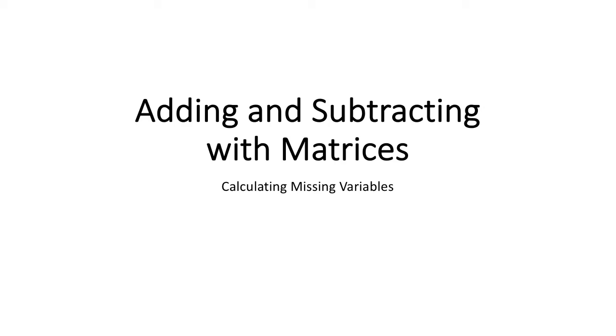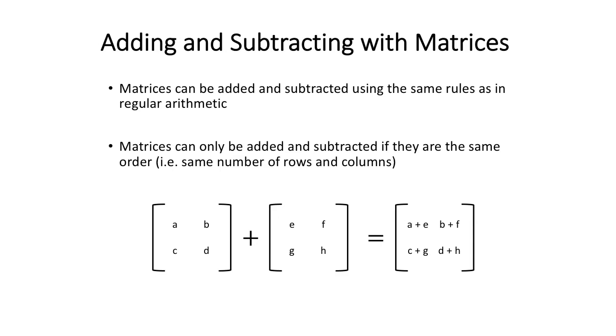This video will have a look at using the process of adding and subtracting matrices to be able to calculate a missing variable or variables within one of the original matrices. The matrices can be added and subtracted together using the same rules as normal arithmetic. You need to be aware though that matrices can only be added and subtracted if they have the same order. So that means they need to have the same number of rows and the same number of columns.